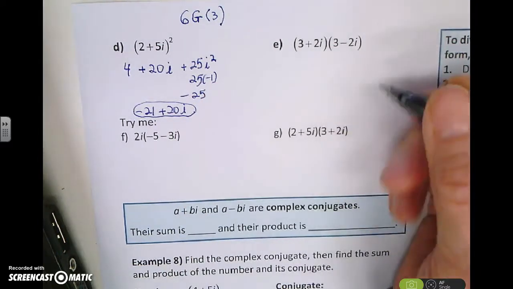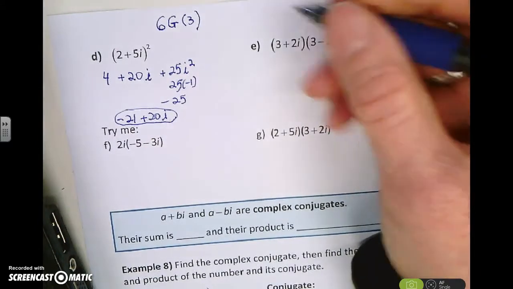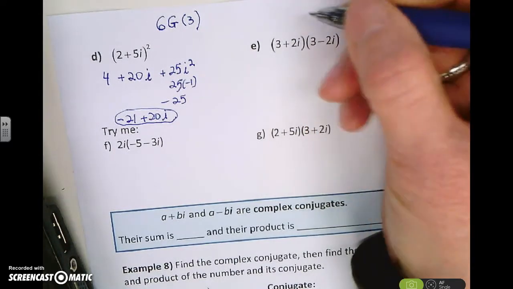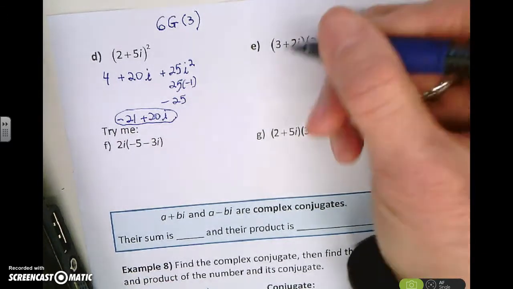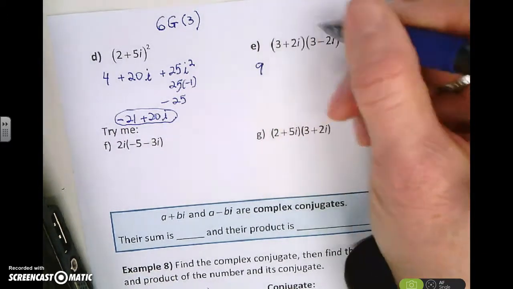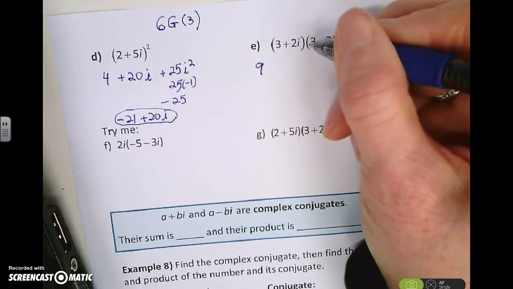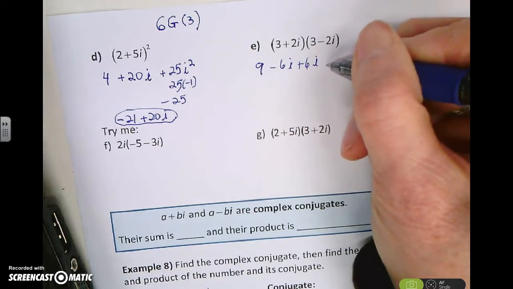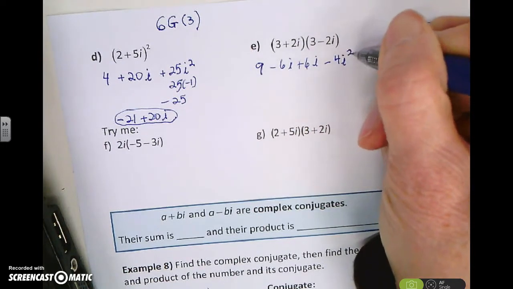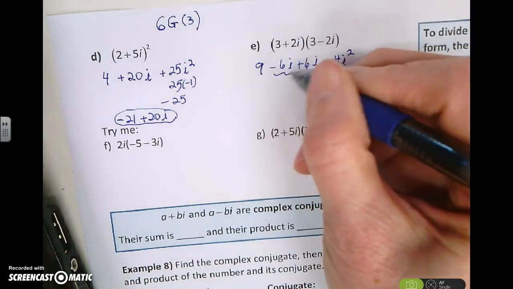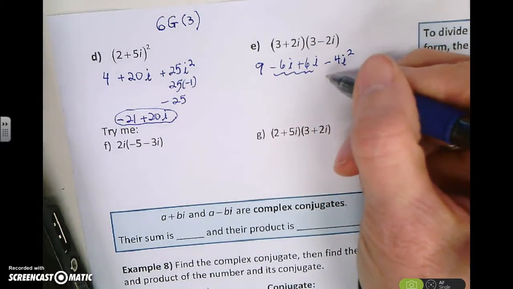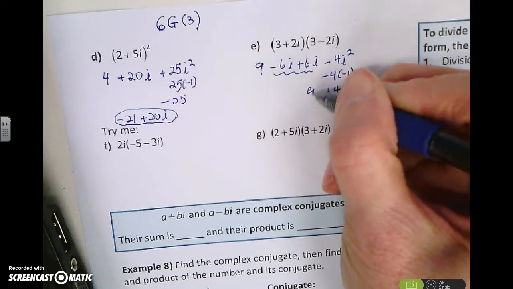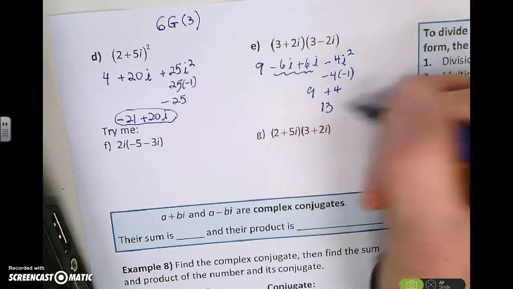And then our final example in this section, I'm going to multiply (3 + 2i) times (3 - 2i). And we're going to get 9. It's going to be minus 6i, and then plus 6i, and then minus 4i squared. So, of course, this comes out to be 0. And then this is going to be a minus 4 times a minus 1, which is a plus 4. So I have 9 plus 4, which is 13.